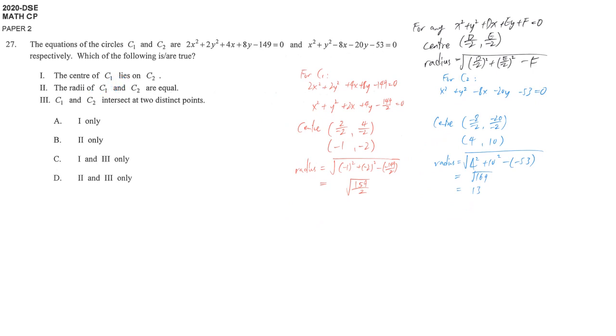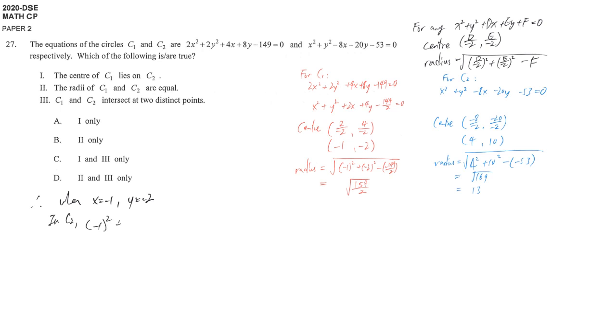So the first statement, the center of C1, negative 1, negative 2, lie on C2. Basically, they are asking when x equal negative 1, y equal negative 2, is that fulfilling this requirement? If yes, if the outcome is equal to 0, then we say that it's lie on. If no, then we just say that it's not lie on C2. So we are going to consider when x equal negative 1, y equal negative 2 are in C2.